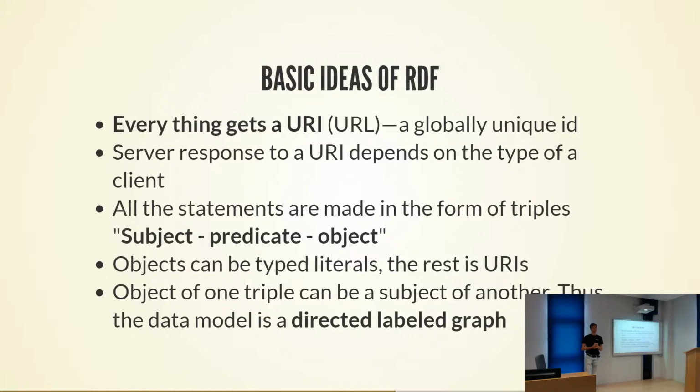So the objects can be literals or URIs, and this way you can say that the person works at the station, and then the station has a name. So it can be quite deeply nested if necessary. The data model is called a directed labeled graph. So the objects are pointing at each other. Here we go further out.